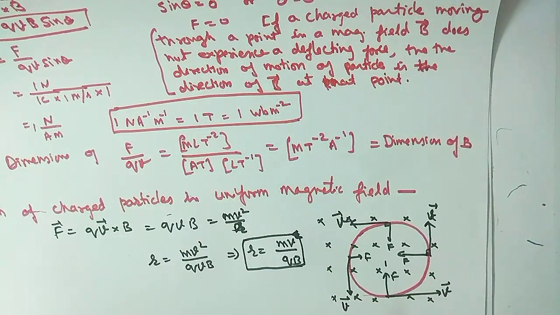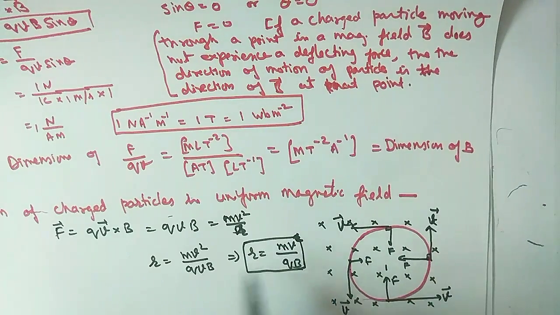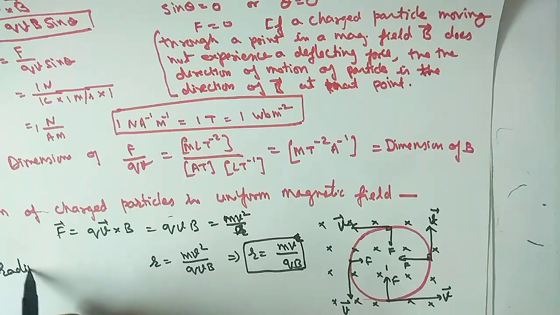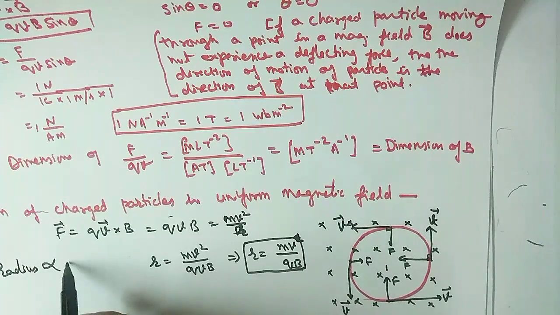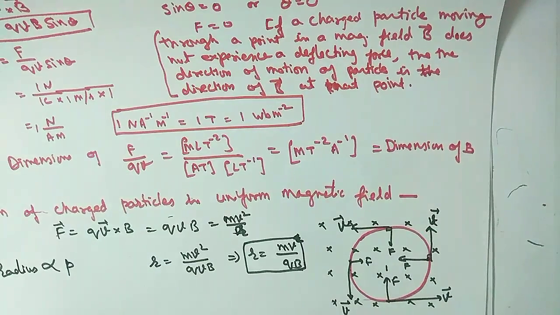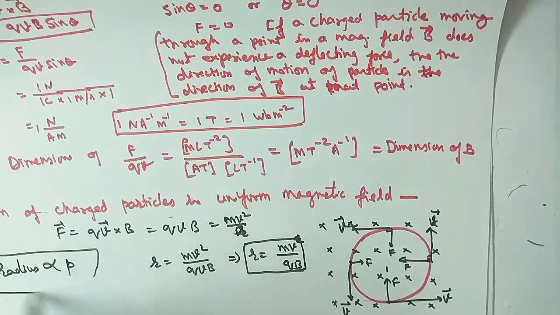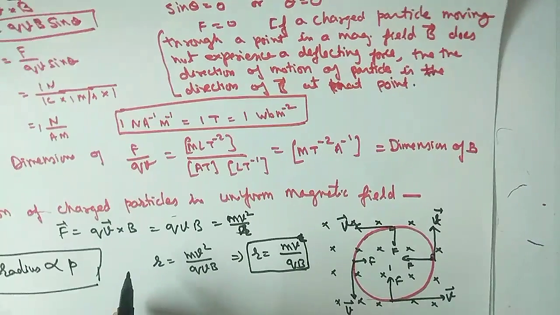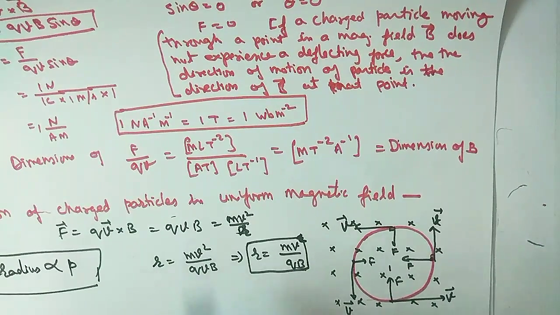So you can say here the radius is directly proportional to the momentum, that is p. If it comes in your exam to prove that in a circular path, when a charged particle enters perpendicularly in a magnetic field, its radius is always directly proportional to the momentum.